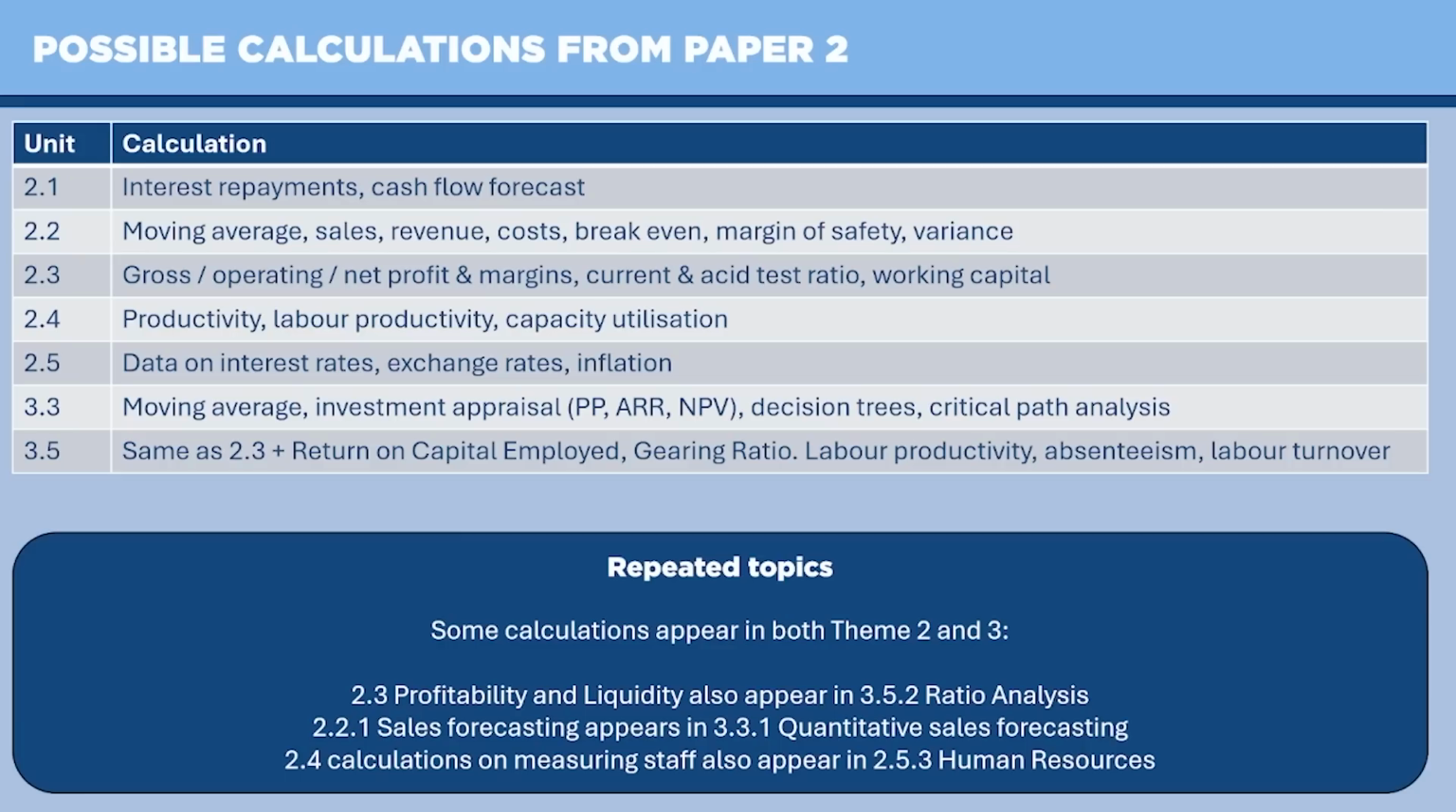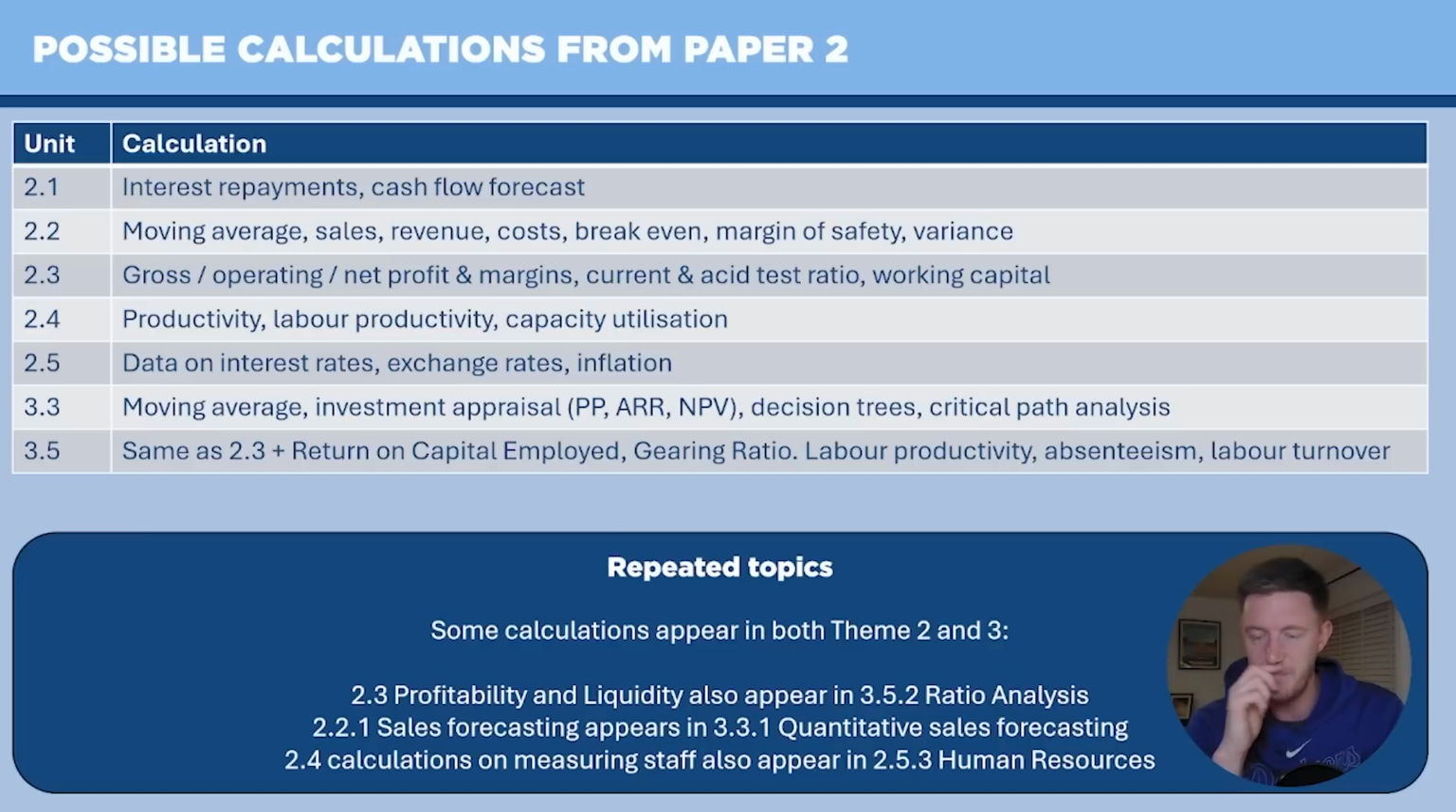In terms of calculations that have come up, the first thing worth bearing in mind is that some calculations appear both in theme 2 and 3. So 2.3's profitability and liquidity calculations. Technically, in ratio analysis, we just add the ROS and the liquidity, in the gearing ratio. I teach them both twice, so I've included the profit margins and the liquidity ratios in ratio analysis.